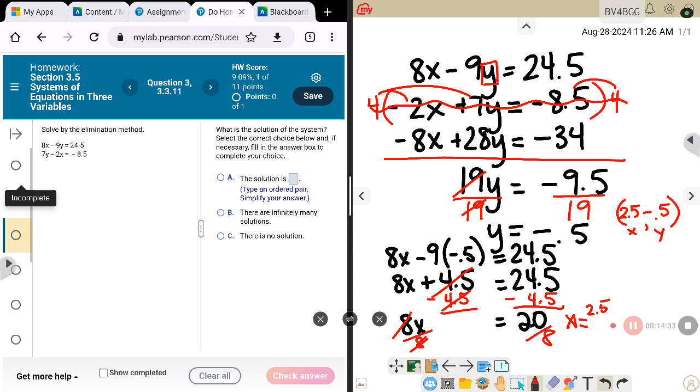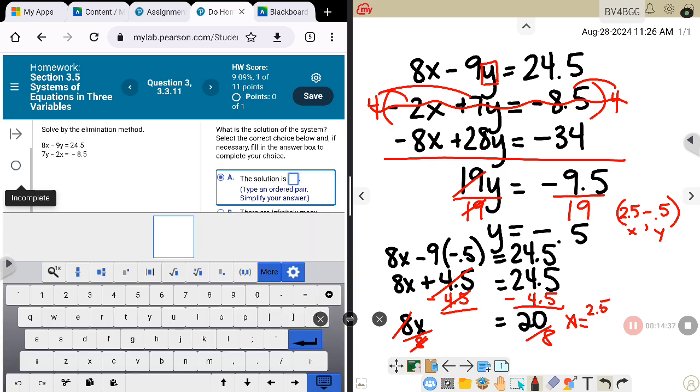So when you enter this, again, type it as an ordered pair, 2.5 for the x, and then negative 0.5 for the y.